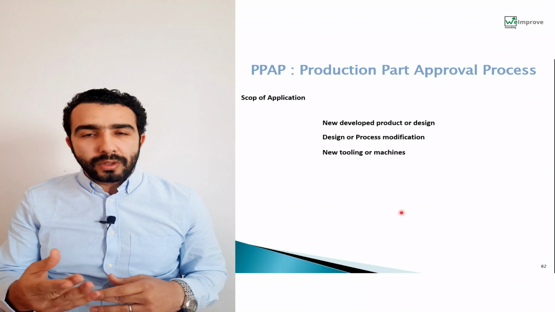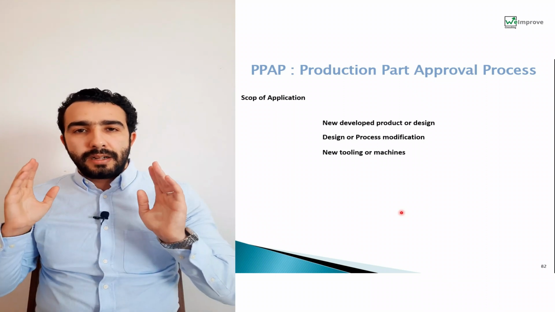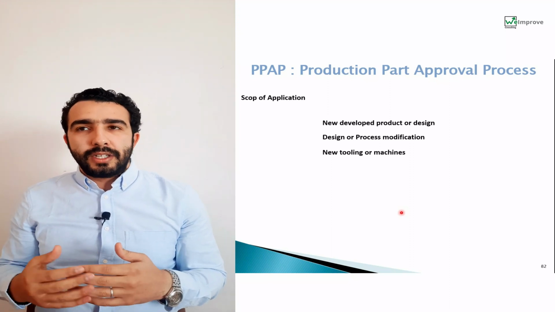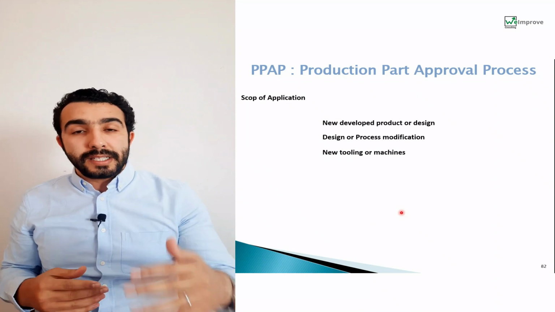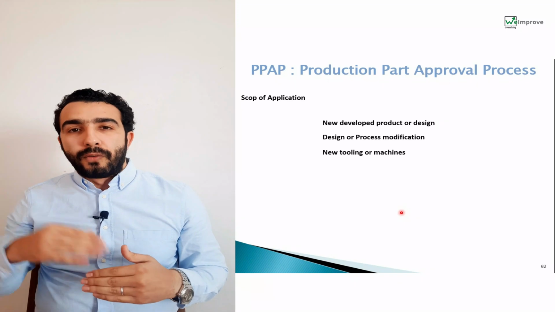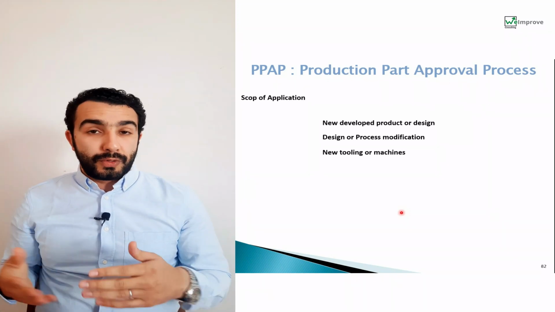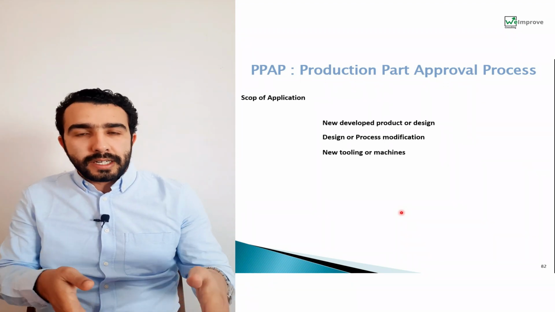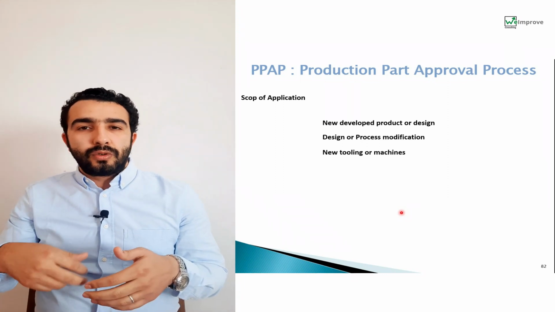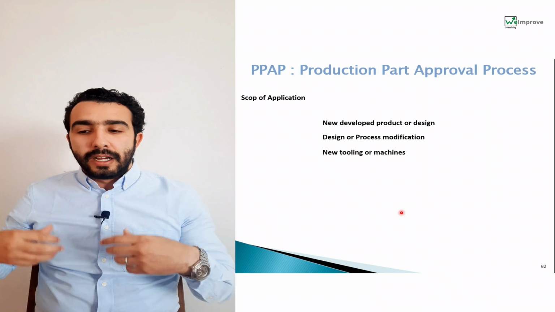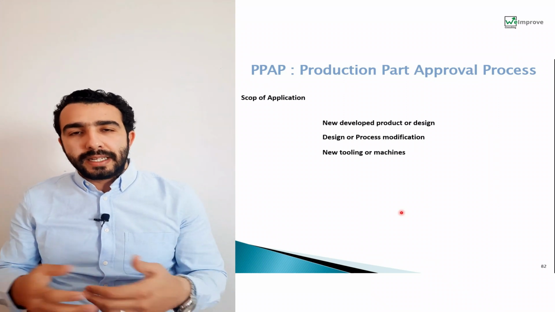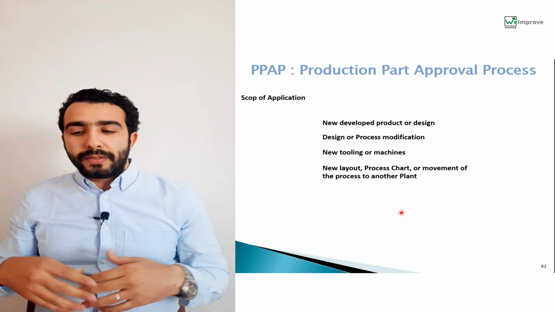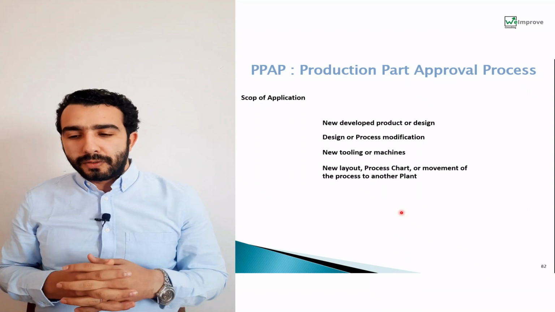Thirdly, whenever you have a new tooling or a new machine. Imagine you have a process where you are producing a current production, and your capacity cannot reach the capacity the customer needs, or the customer raises the volume requested from you. Then you have to increase your capacity, for example, buy new machines, build new processes, buy new tools to double your capacity, and so on. So whenever you have new tooling or new machines, you have to submit a new PPAP to your customer.